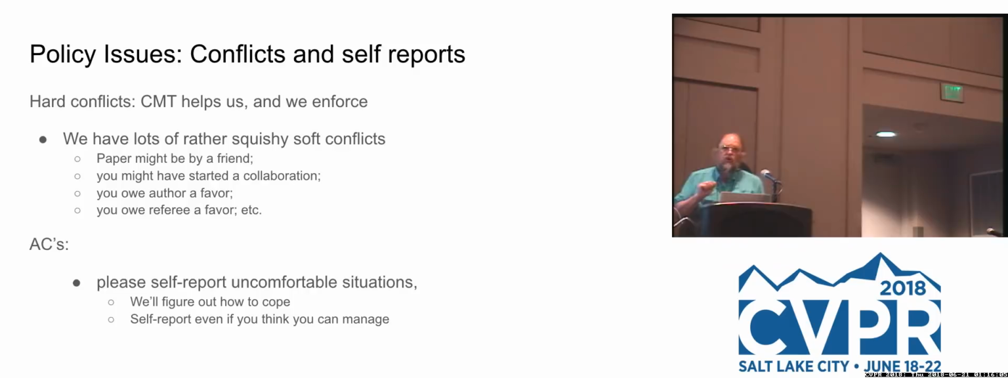Conflicts and self-reports. We left the world where there are no conflicts behind long ago. We can enforce hard conflicts through CMT, and we did. But we're full of squishy soft conflicts. Everybody's written a paper with everybody else, or borrowed somebody else's student, or had a lift in their car, or whatever. And that kind of conflict sometimes is a problem. So we thought, again, other strategies are available, but we thought we need to get people to self-report uncomfortable situations, or potentially uncomfortable situations, even if they are comfortable dealing with them. And then we know that it's there and it's at least out in the open. It's probably the best you can do.